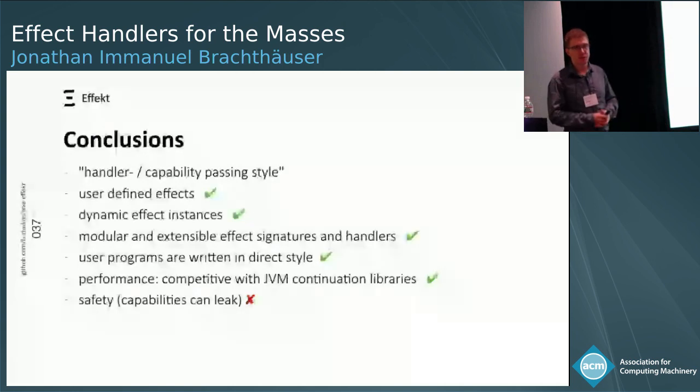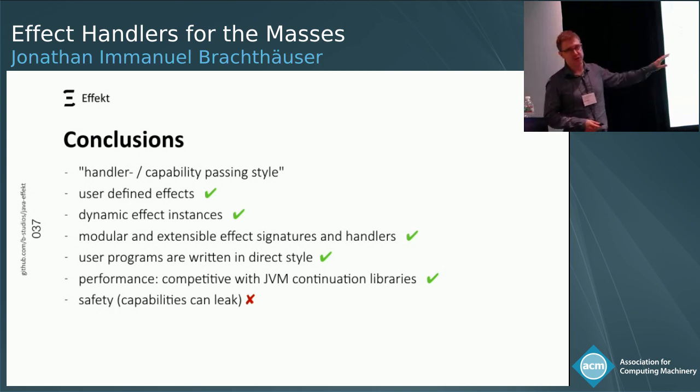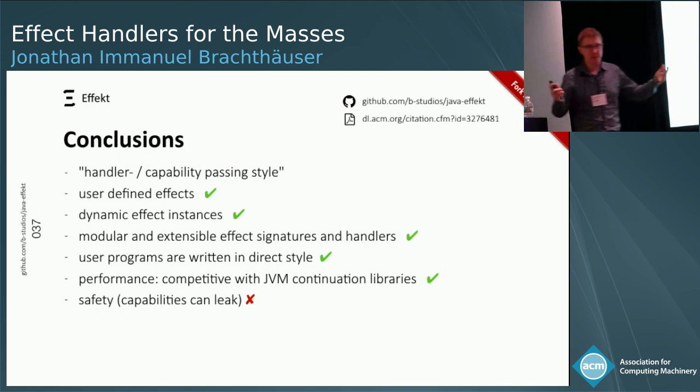We can use other control flow mechanisms like while and Java native exceptions together with our new control flow mechanisms. And the performance of our translation is also competitive with existing JVM continuation libraries. There's also a downside right now. These capabilities that we pass down, nothing prevents them from leaking the handler scope. And this will result in a runtime error. It's ongoing work to also exclude this, to actually employ effect-safe typing disciplines. With that being said, I'm happy to take your questions. Thank you.